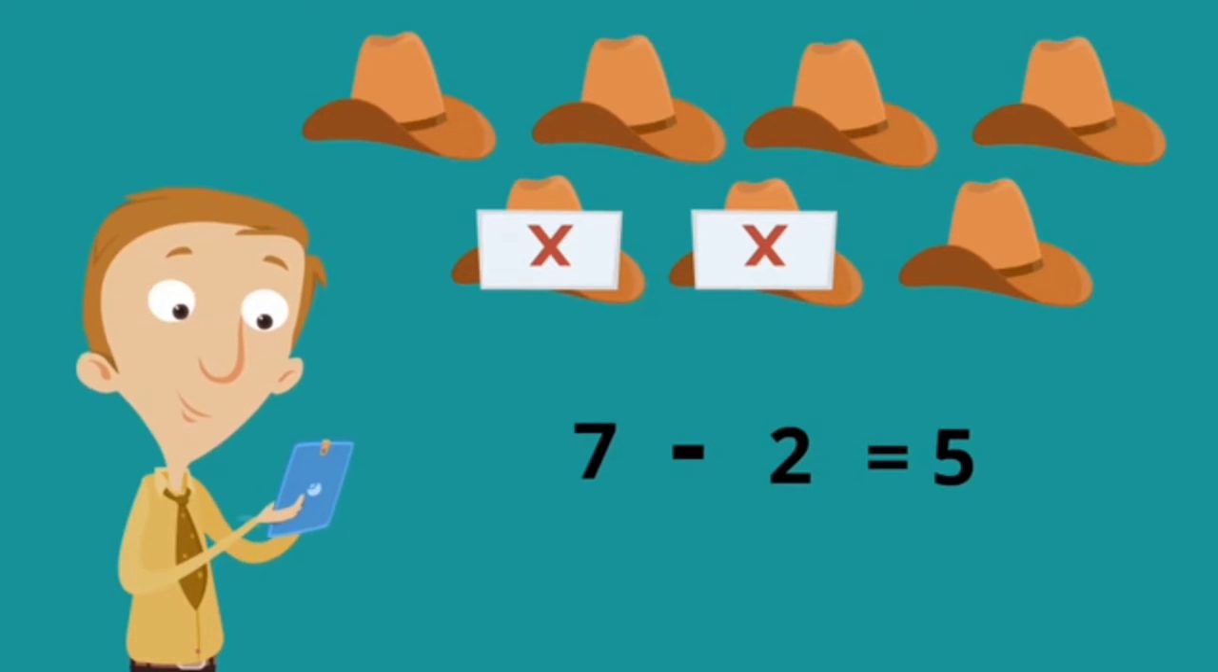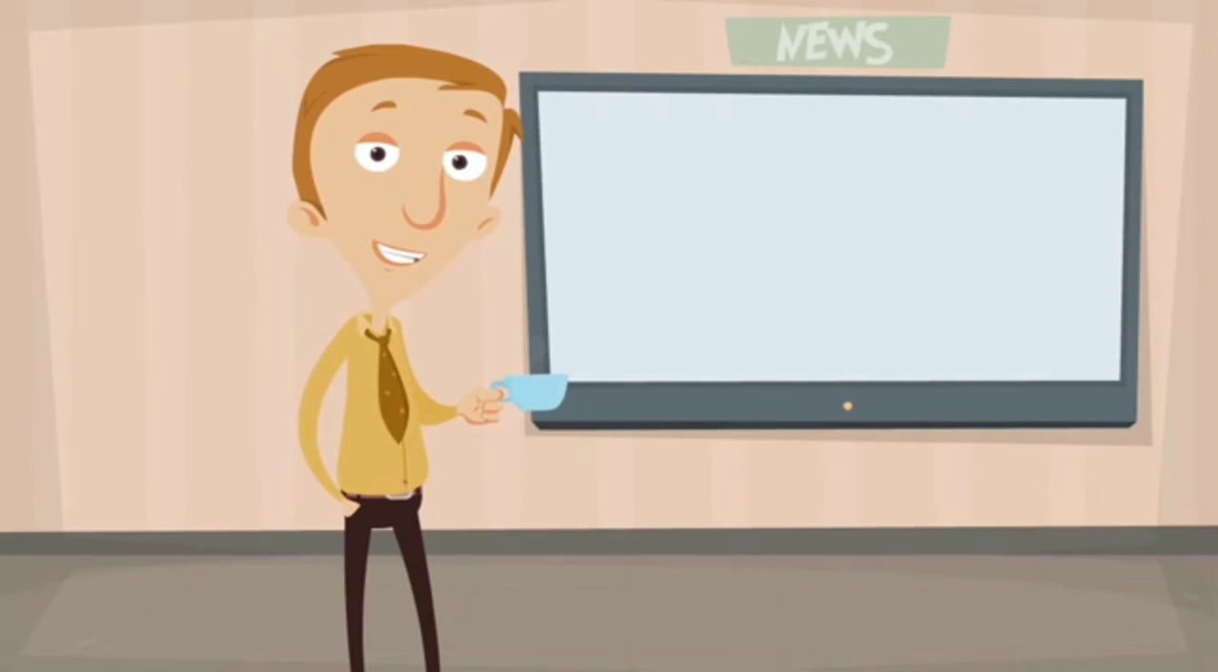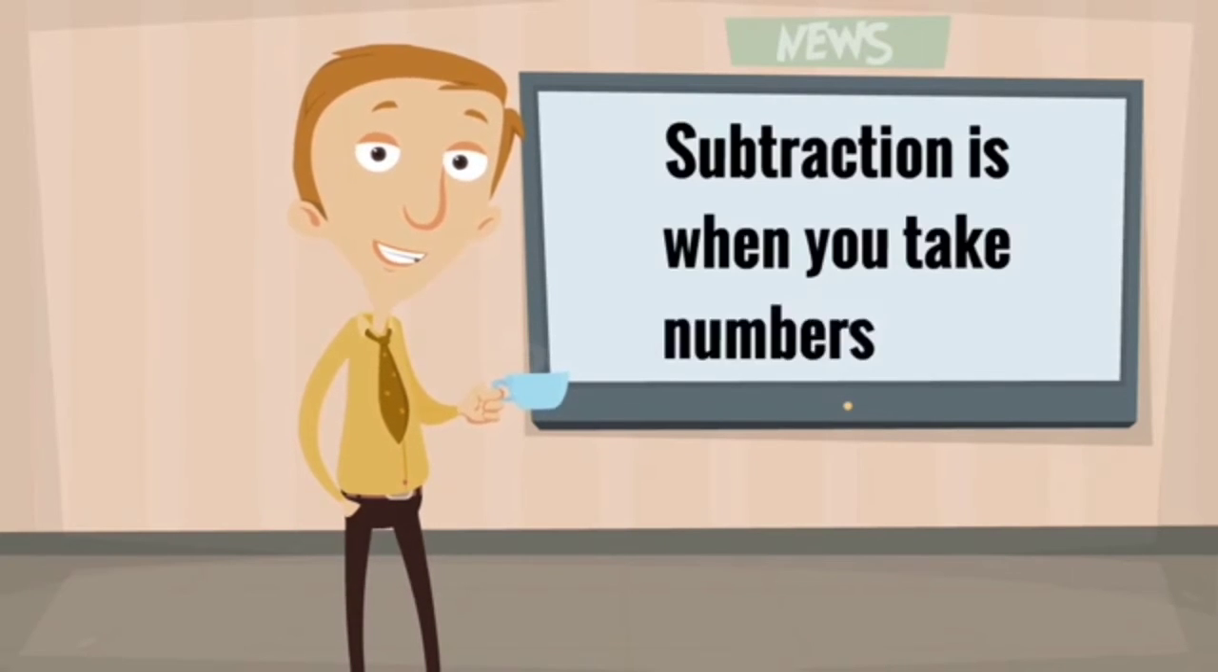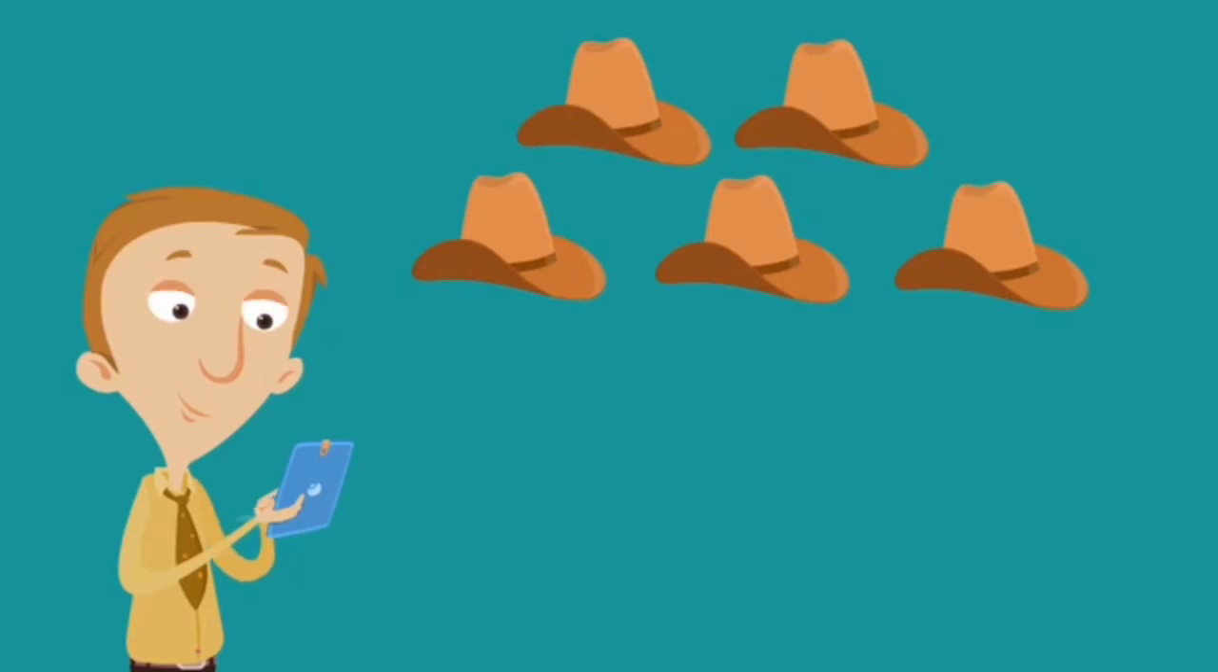Yeah! 5 hats, and you can even count them. 1, 2, 3, 4, 5. There are 5 hats left. 7 minus 2 equals 5. Do you see how fun and simple subtraction is? Subtraction is when you take numbers away. So now I have 5 hats in my collection.